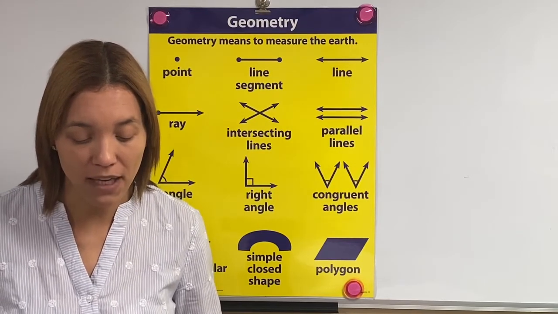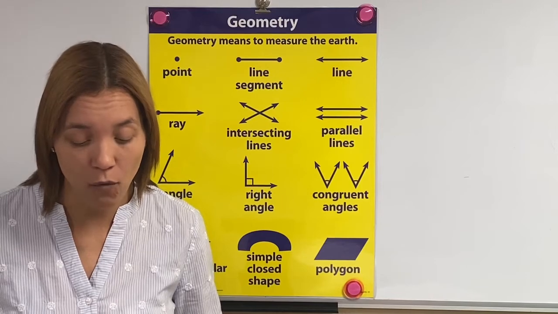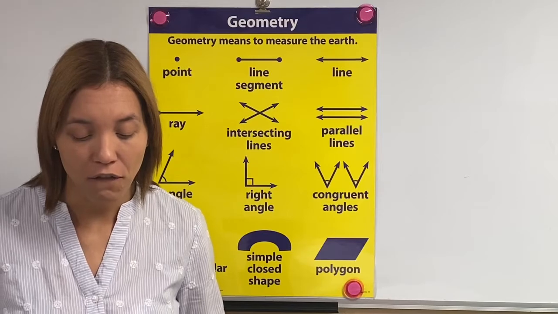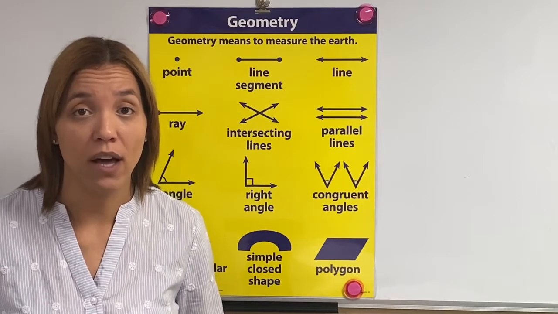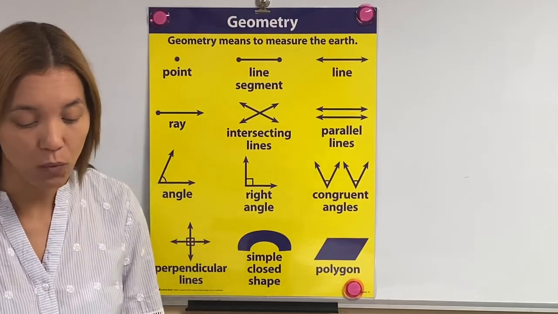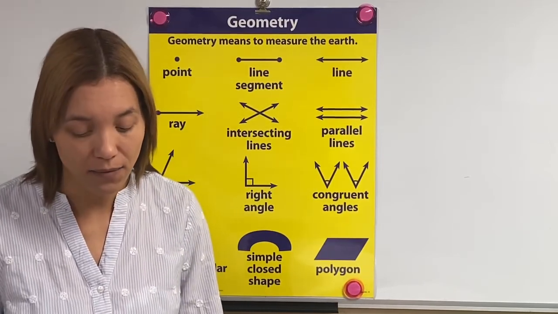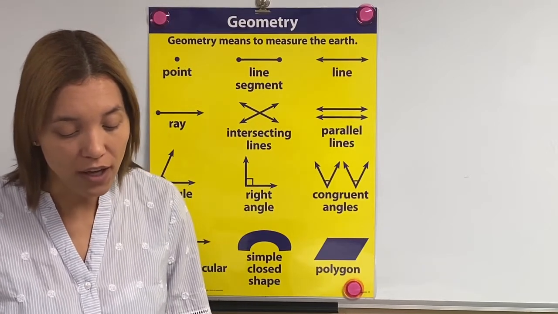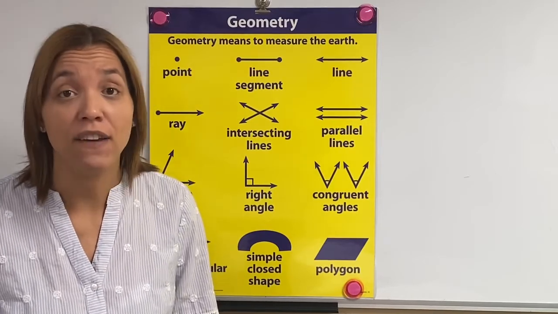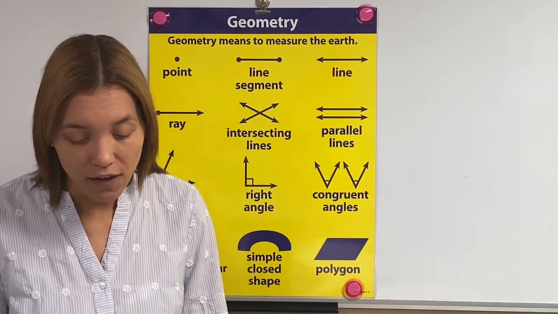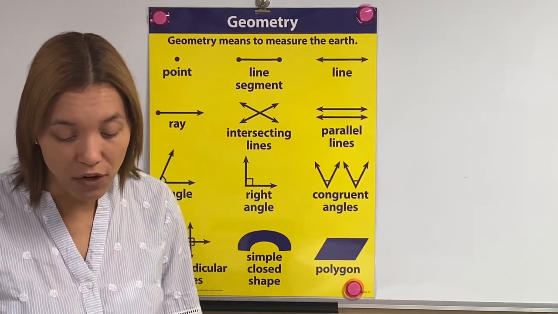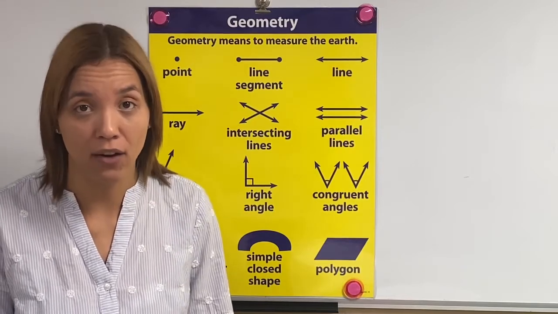How about letter B? Let's look at letter B and we have what? We have a ray. Very good. For C, that's a what? Line segment. For letter D, we have a line. For letter E, we have parallel lines. For F, we have intersecting lines. For G, we have perpendicular lines. And for letter H, we have an angle. Okay?